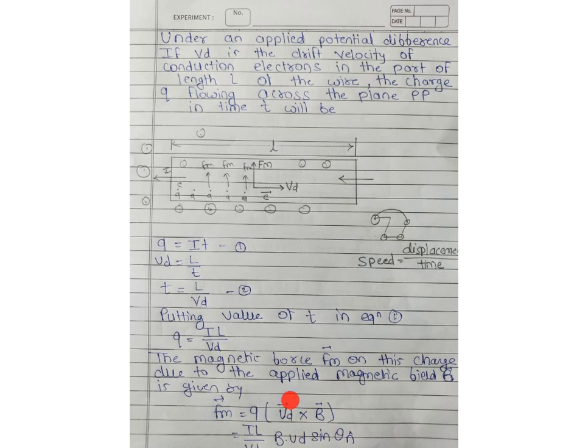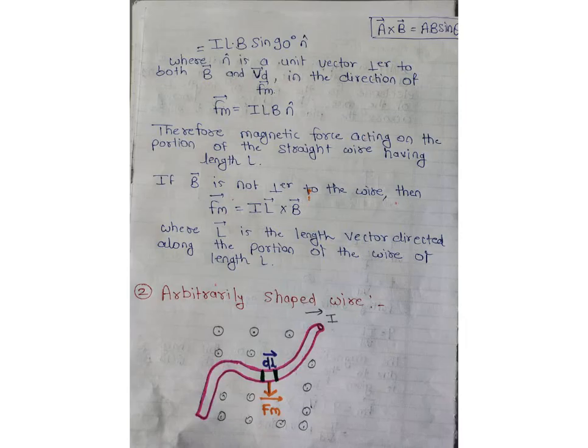So here we can replace vector V by Vd, where Vd is the drift velocity. Then put the value of Q, that is equal to I L upon Vd, into B into Vd into sine of theta into unit vector n. In this equation, Vd will be cancelled. And the next equation is ILB sine 90 into n vector.